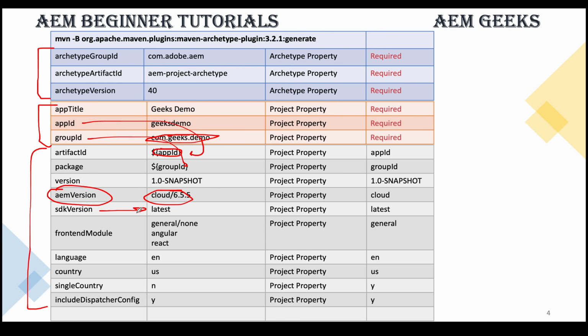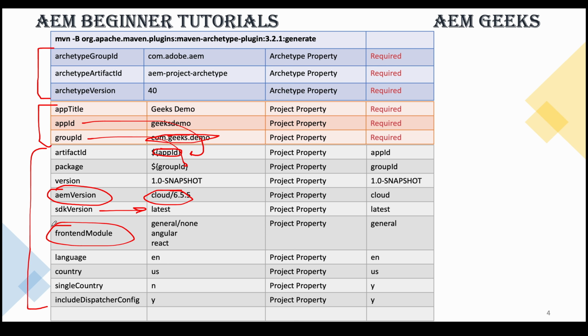SDK: if you want to define this, you have to define what the SDK is in case of cloud. If you leave it blank or don't define this property, it will take the latest version. Front-end module, this is important these days. There are three things you can create.